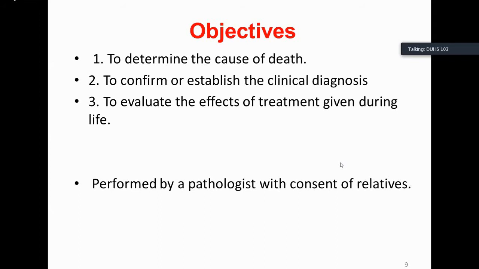So what are the objectives of the clinical autopsy? To determine the cause of the death, to confirm or establish the clinical diagnosis, what was the reason behind, and to evaluate the effect of the treatment given during life. It is performed by the pathologist with the consent of the relatives. Consent is very, very much important in any kind of procedure, but medico-legally, I'm going to tell you where it's not important. Okay? So here you need the consent of the relatives. If they refuse to give consent for the autopsy, one cannot perform the autopsy.